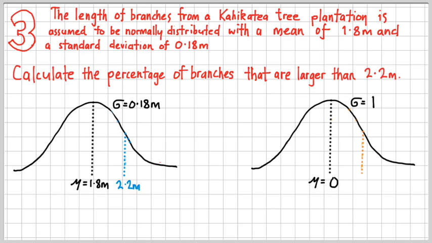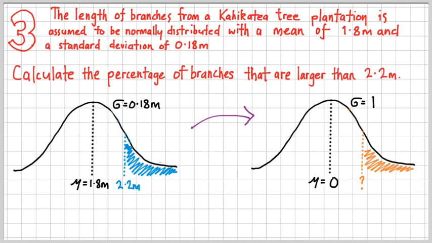So there's my 2.2, and I've put a similar line on the standard normal distribution sketch there. And that's the area that I want, because the question is saying that we are concerned about the branches that are larger or bigger than 2.2 meters. So in terms of the area that we want, there we go in the orange. So the blue and the orange should be exactly the same size. That is, we will get the same probabilities. So now what we need to do is find the value of that question mark.